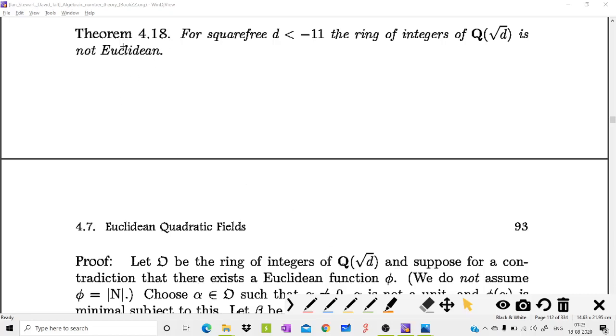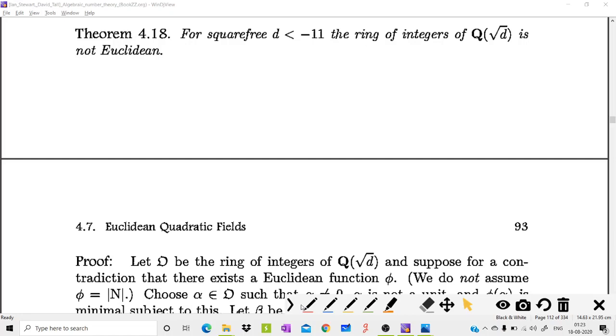Today we discuss theorem 4.18. The theorem states that for square free d strictly less than minus 11, the ring of integers O of Q of root d is not Euclidean.